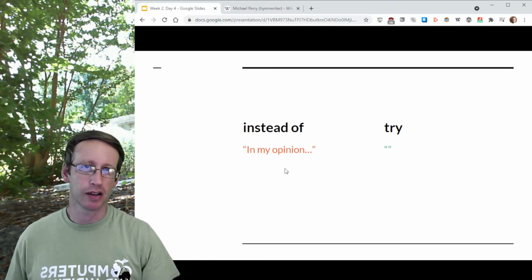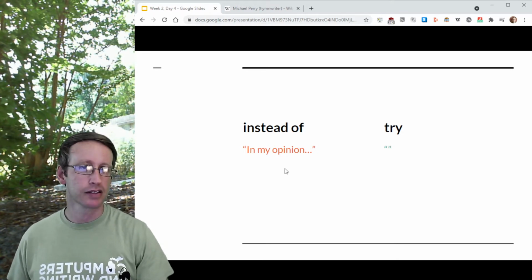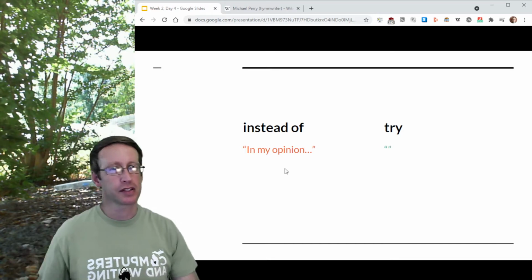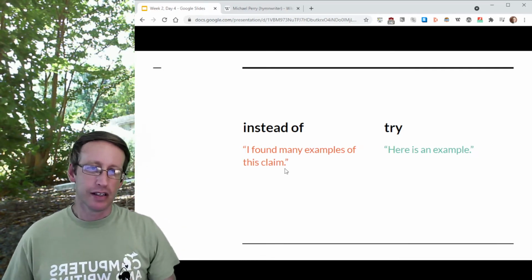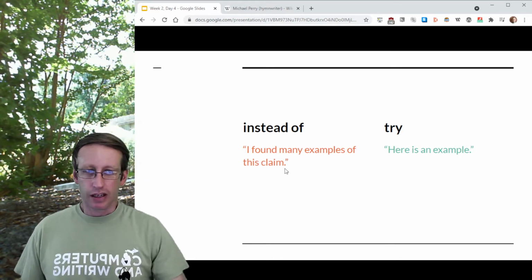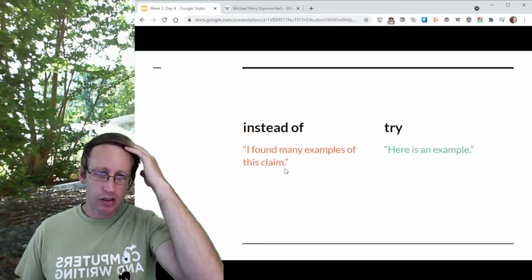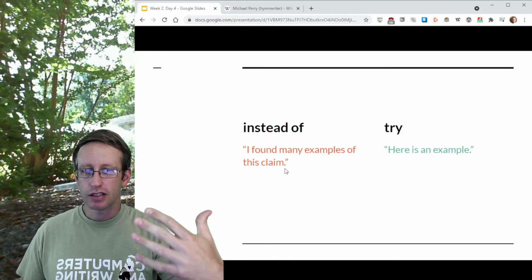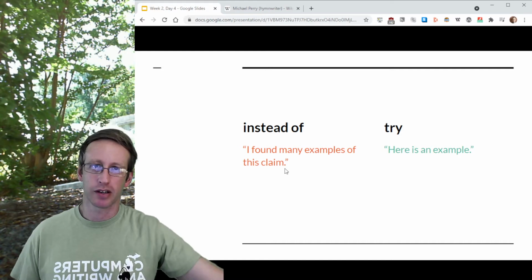Sometimes you do need to qualify a statement as an opinion, but we're not interested in opinions for this kind of writing. We're interested in facts. Okay. Similarly, you don't want to tell me about the journey that you took in order to answer these questions.